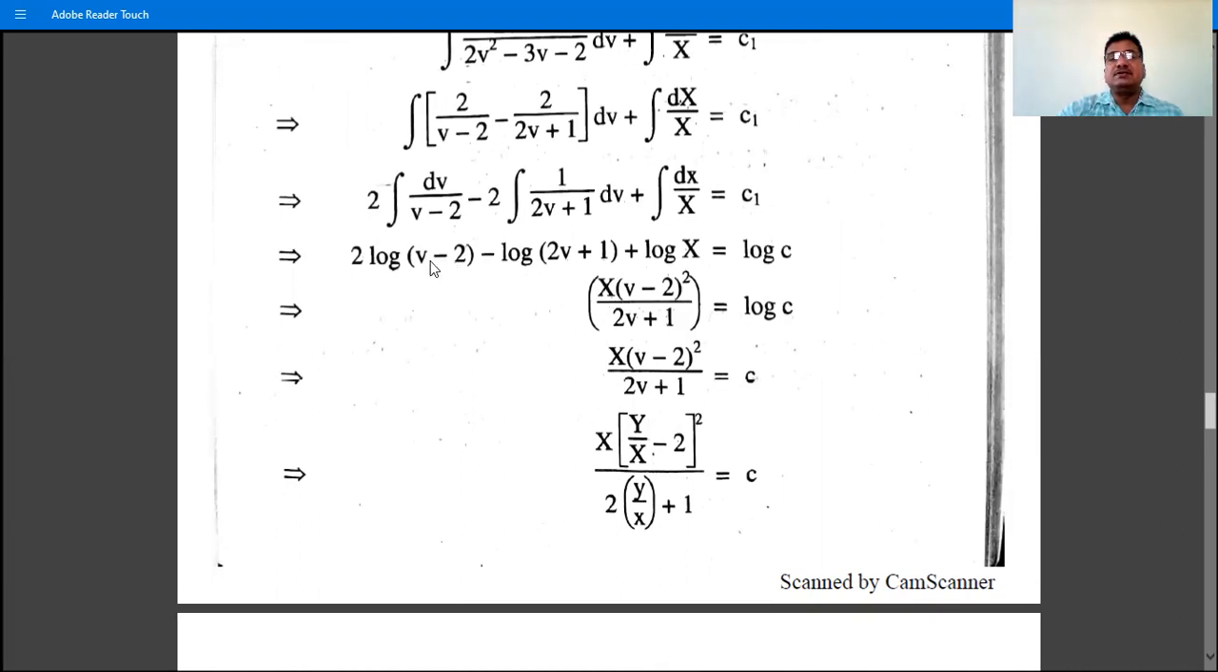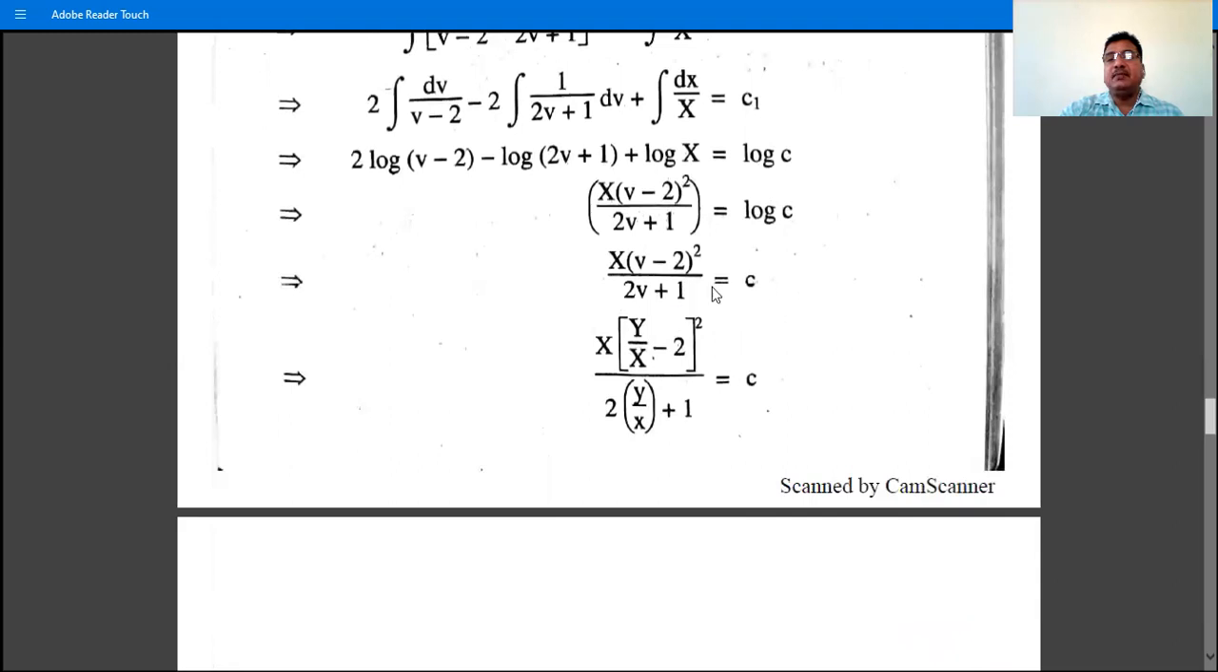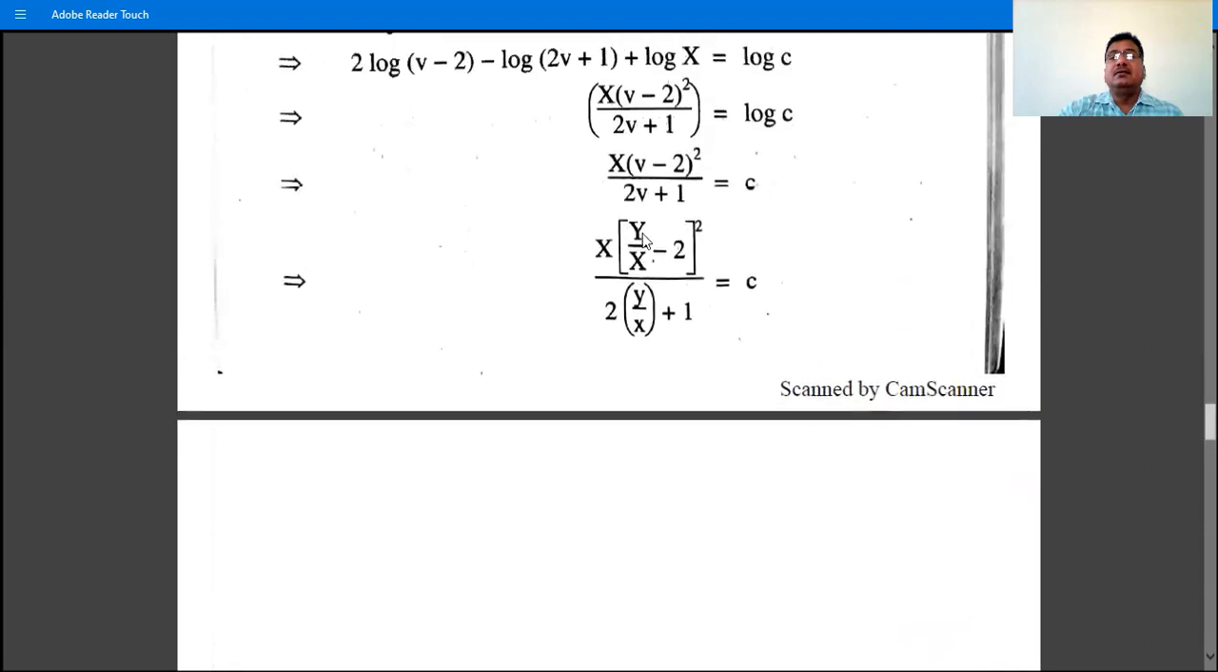So we have this as log of (v − 2)² divided by (2v + 1) equal to log c, and cancel the log on both sides. We have this step, and then resubstitute this v as capital Y by capital X. So similarly here write capital Y by capital X. It is not small y. Write v as capital Y by capital X in (v − 2)²/(2v + 1) equal to c.